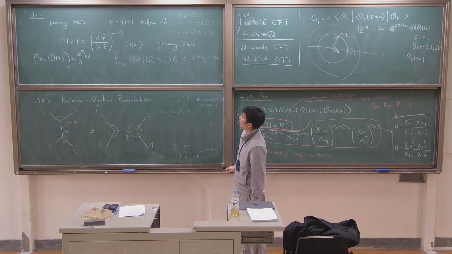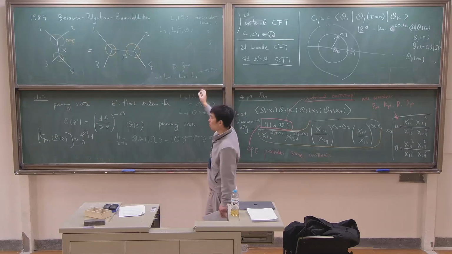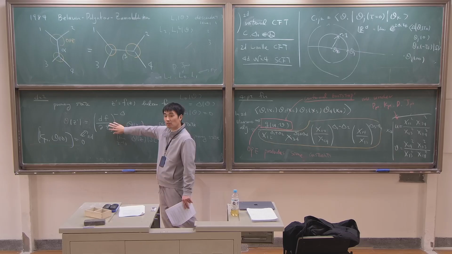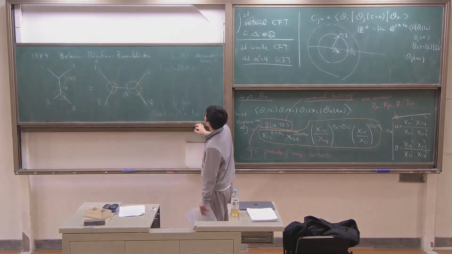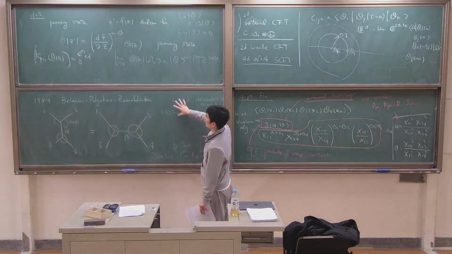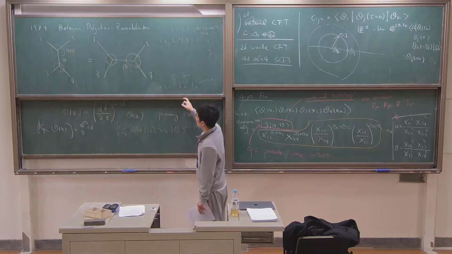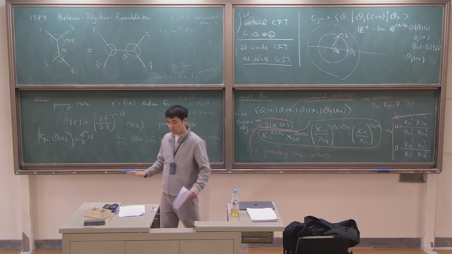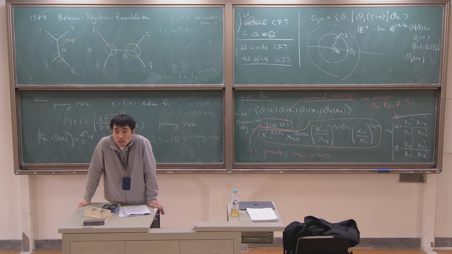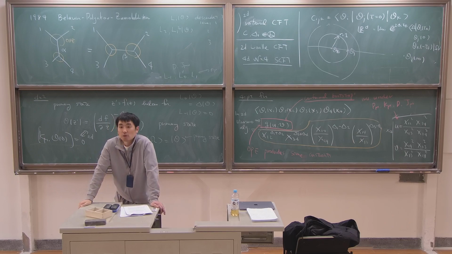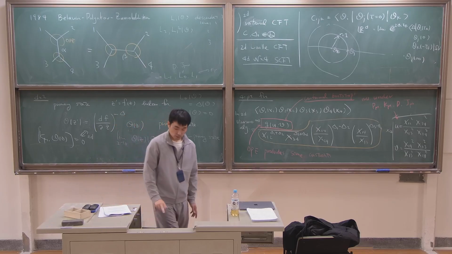And then why this condition? In the next lecture, I will explain why this condition gives you the definition of the primary. That's what I'm going to talk about. So from now, let's focus on the d equals 2 case, and somehow develop some intuition for conformal field theory. So let's stop here. If you have a question, just tell me.